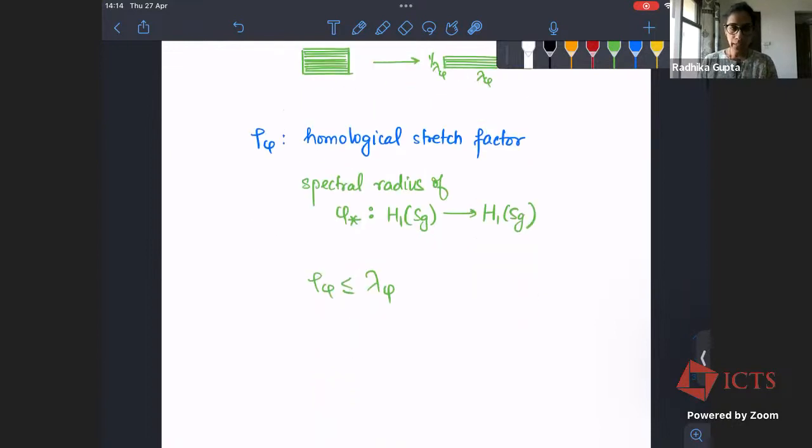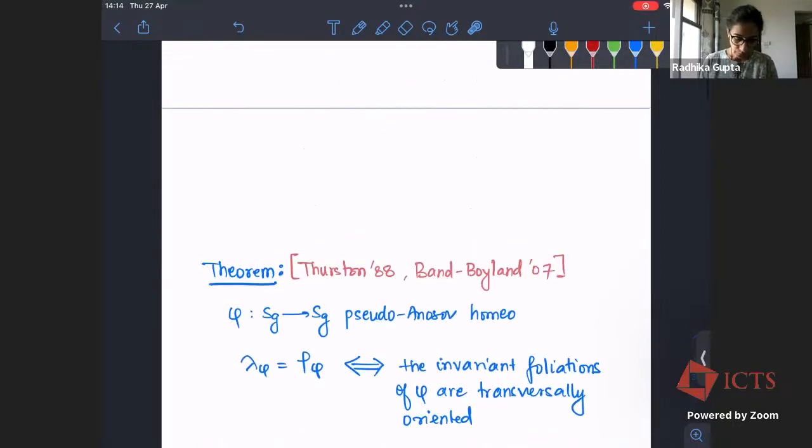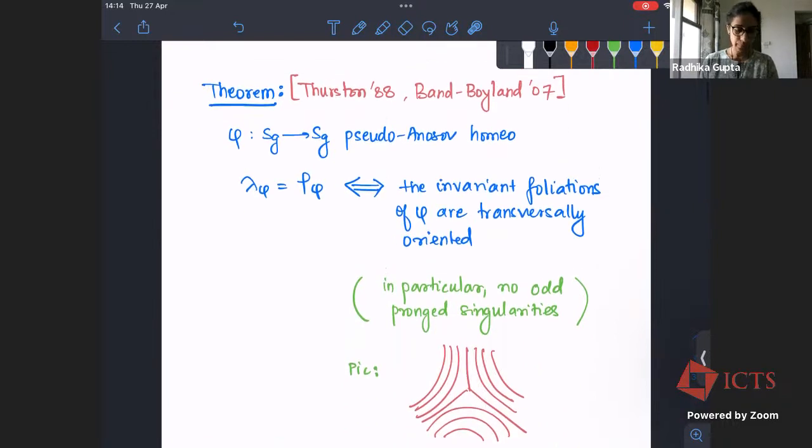But then the question is, when are they equal? And this question was answered by work of Thurston and Veech. So they basically considered a pseudo-Anosov homeomorphism on a surface of genus g. I'm always thinking genus at least 2. And they showed that these 2 numbers are equal, and a way of thinking about this is that the homological data determines the geometric data. Homology is always easier to work with because then I'm reduced to a linear map. So this homological data determines this geometric data if and only if the foliations that I talked about are transversely oriented. So what does that mean?